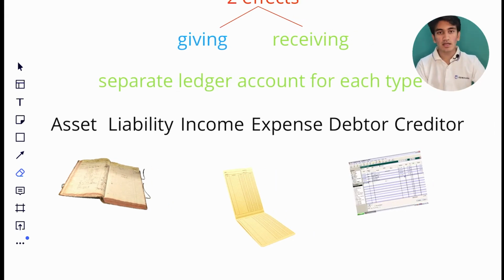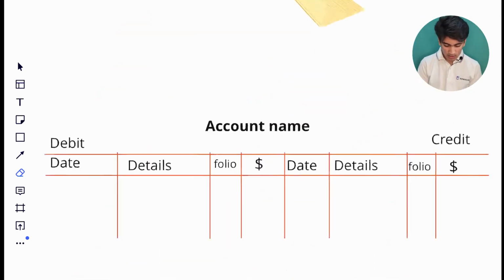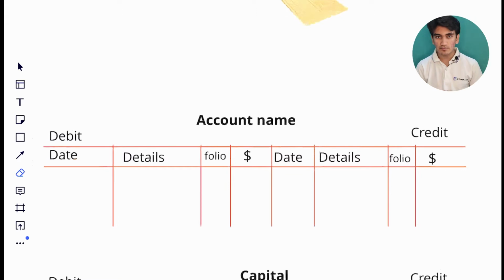Now let's look at debtors and creditors. These are people that either owe us money or people to whom we owe money. And for every entity or individual that falls into our debtors and creditors, we'll have a separate ledger account under which we'll record the transactions that happen between the business and the other entity that owes us money or to whom we owe money. So this is a ledger account where our transactions are recorded.